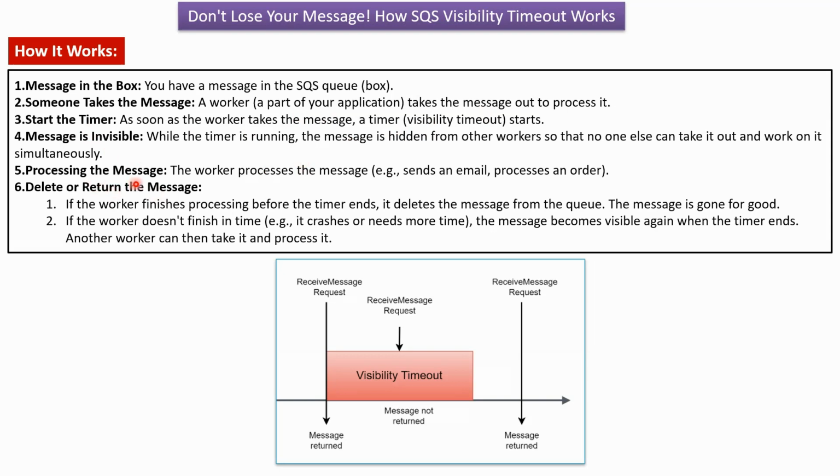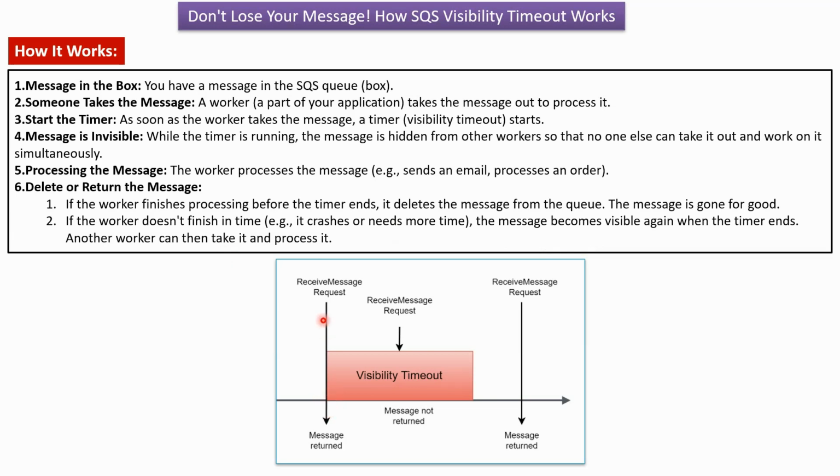Fifth, processing the message. The worker processes the message, for example, sends an email or processes an order. Sixth, delete the message or return the message. If the worker finishes the processing before the timer ends, then the worker deletes the message from the queue and the message is gone for good. And if the worker does not finish in time, for example, the worker crashes or the worker needs more time, then the message becomes visible again when the timer ends and another worker can take the message and process the message.